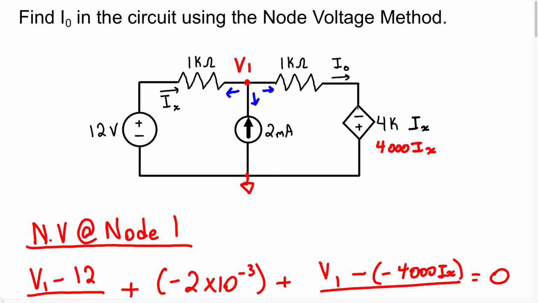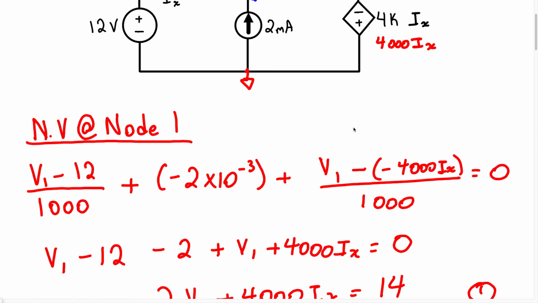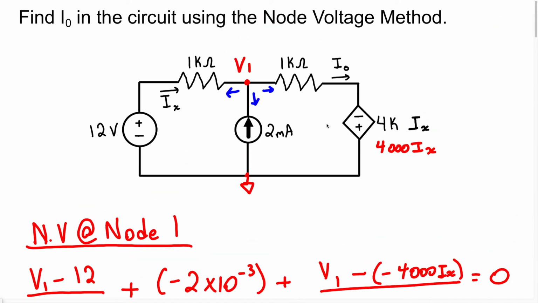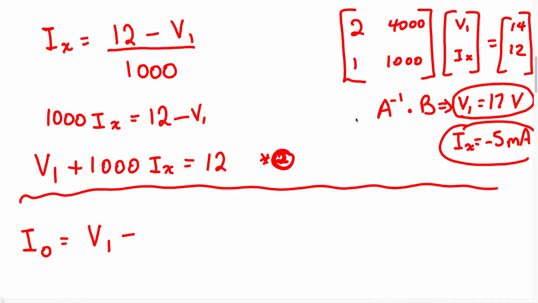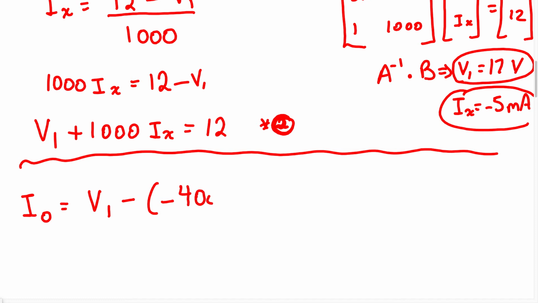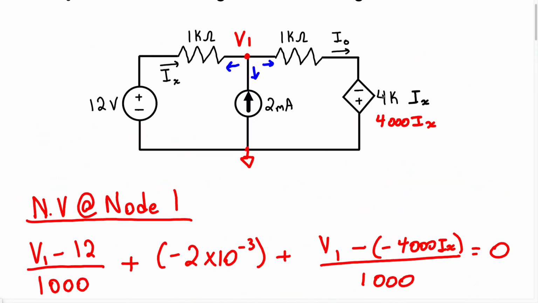So to find the voltage across this 1K resistor, we're going to say V1 minus this voltage source. Now this voltage source is interesting, right? Because notice what's going to happen. This current is entering this negative terminal here, which means this is going to be a negative voltage. So we're going to have V1 minus negative 4000 IX, so we have negative 4000 IX, and all of that is over 1000.